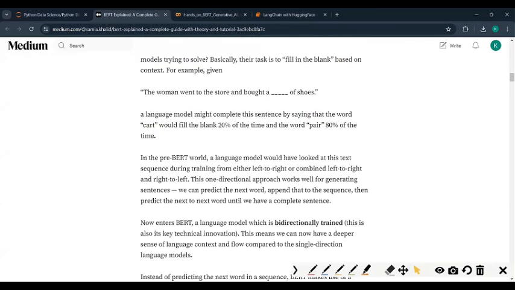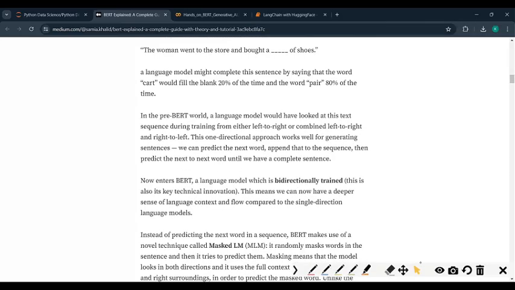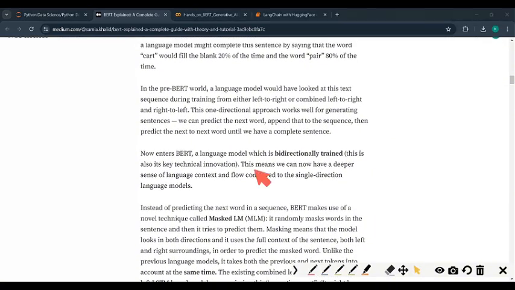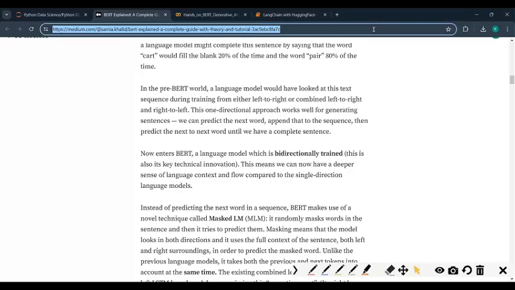Now, that is what language models are trying to do overall, kind of filling in the answers. We are saying that in a pre-BERT world, I'll share this link with you if you want to follow along with me. Just a minute.